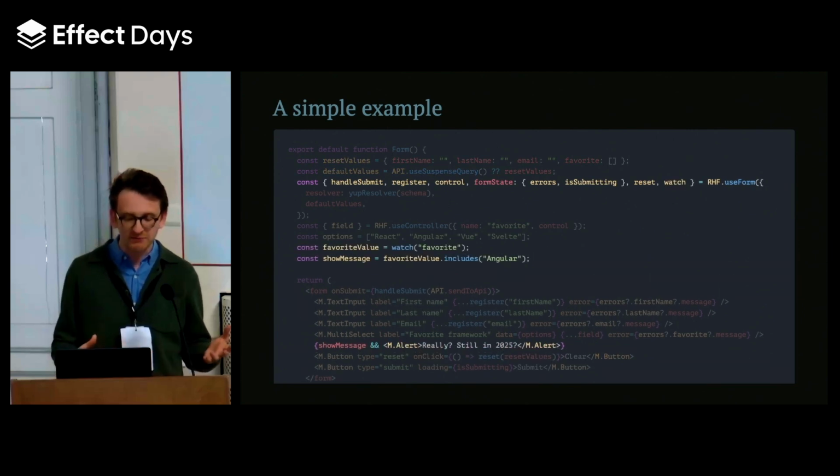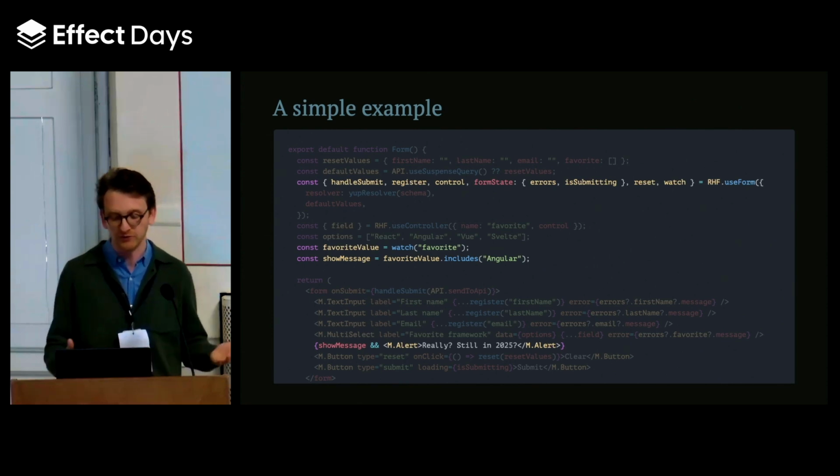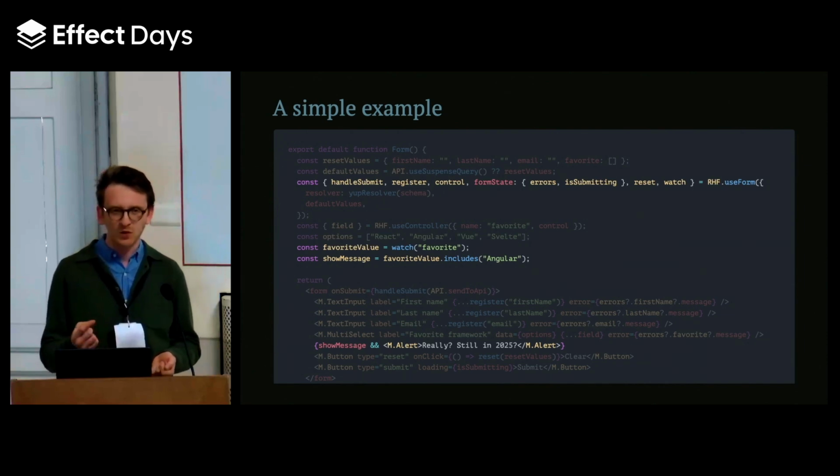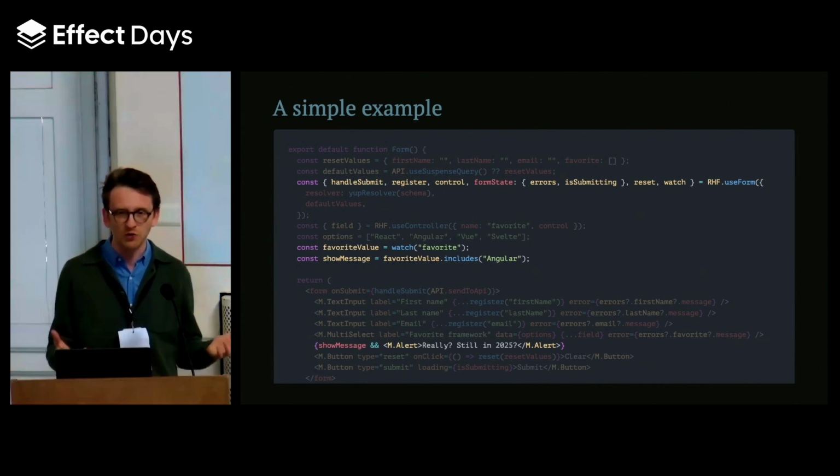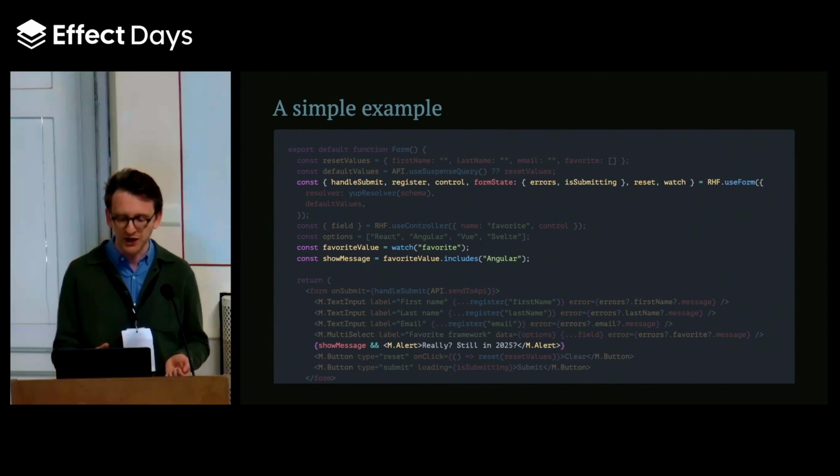All right, now we want to add some business logic. Anytime the user chooses the Angular framework as their favorite front-end framework, which is kind of weird, we'll show a little message on screen. But by doing that, we're introducing a new problem, which is that the form will render anytime the favorite value changes. So how do we solve that problem?